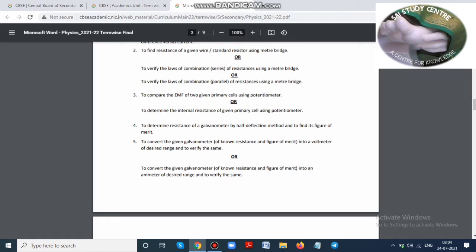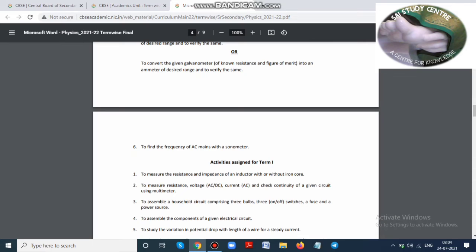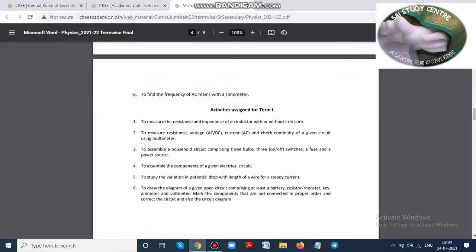The fifth experiment is with a known galvanometer, whose resistance is given. You have to convert that into a voltmeter or an ammeter. Any one we can follow. Then frequency of AC mains. So till now, this is called the group A activity. The complete group A activity is assigned for term 1.